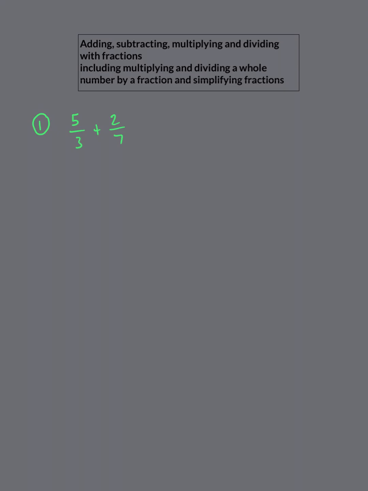So in order to get 21 as a common denominator, I will multiply 5/3 by 7 over 7, and I will multiply 2/7 by 3 over 3. When I multiply fractions, I'll multiply the numerators. 7 times 5 is 35, and 7 times 3 is 21, plus 2 times 3 is 6, 7 times 3 is 21. Now that I have a common denominator of 21, I can add my numerators. 35 plus 6 is 41 over my common denominator of 21.